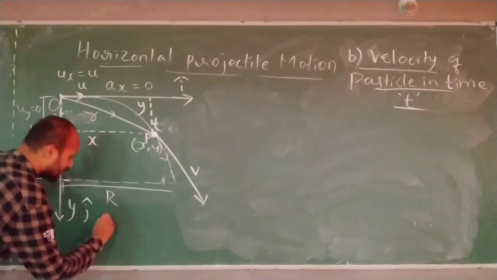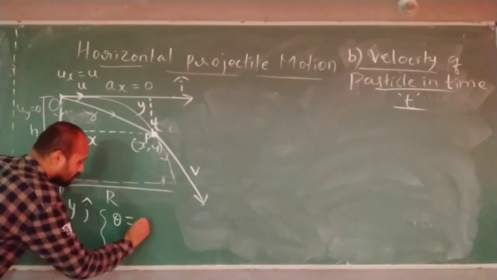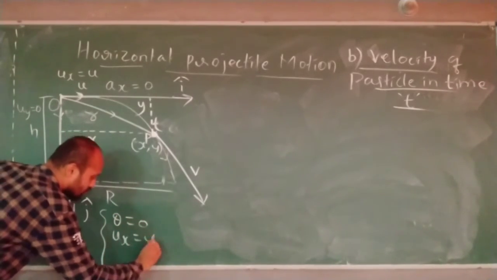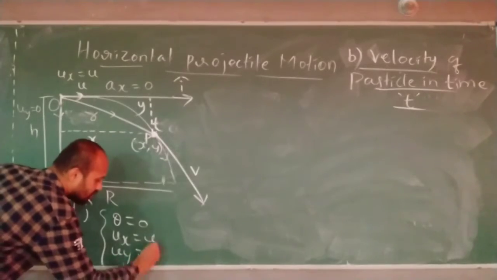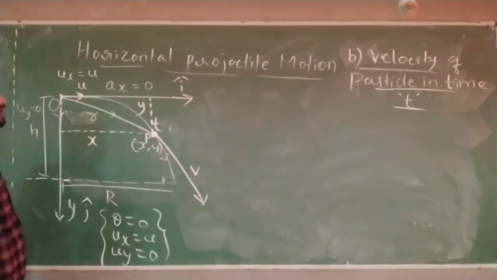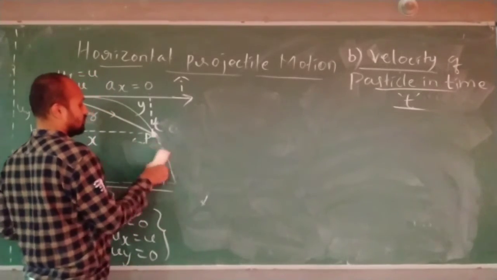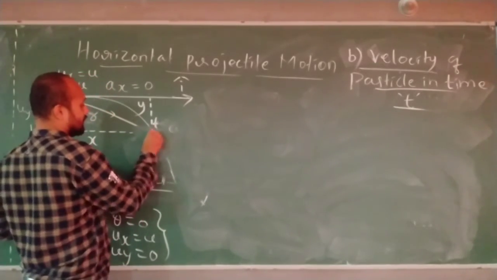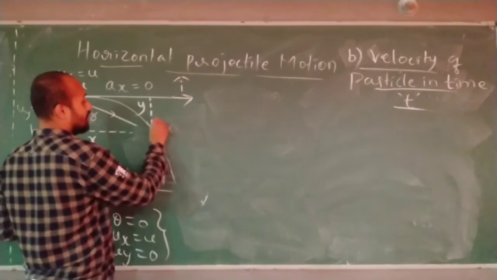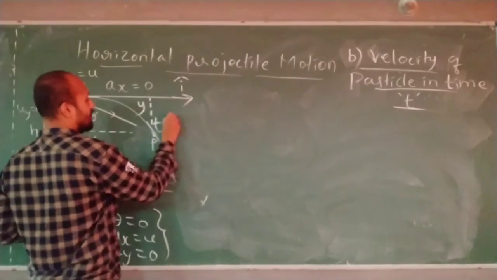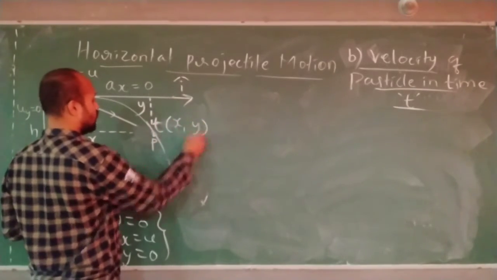What are those conditions I have written? The angle of projection theta is 0. ux is equal to u. uy is equal to 0. These are the three conditions. Now let us make this point very clear. This is point P at time t, having position x comma y.